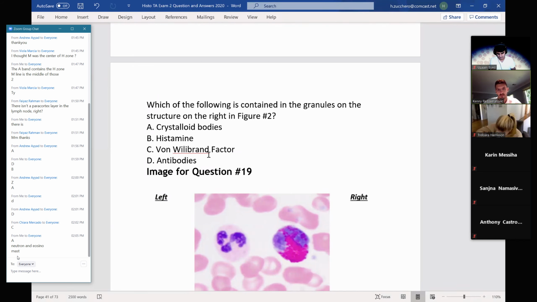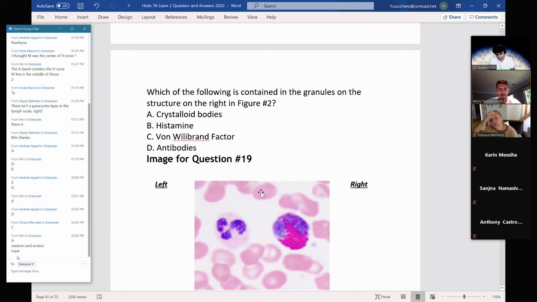What we have here is a neutrophil and an eosinophil. We know it's an eosinophil on the right because of the bilobed nucleus. We see those two blue lobes, that bilobed nucleus. Eosinophils are going to be very red, and it shows you all the granules there that are staining very red. Those are ultimately denoted crystalloid bodies. So the answer should be A.